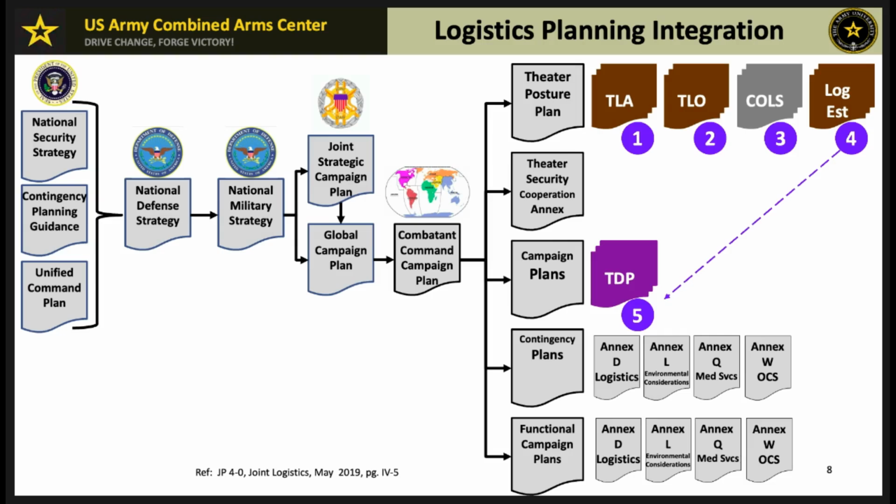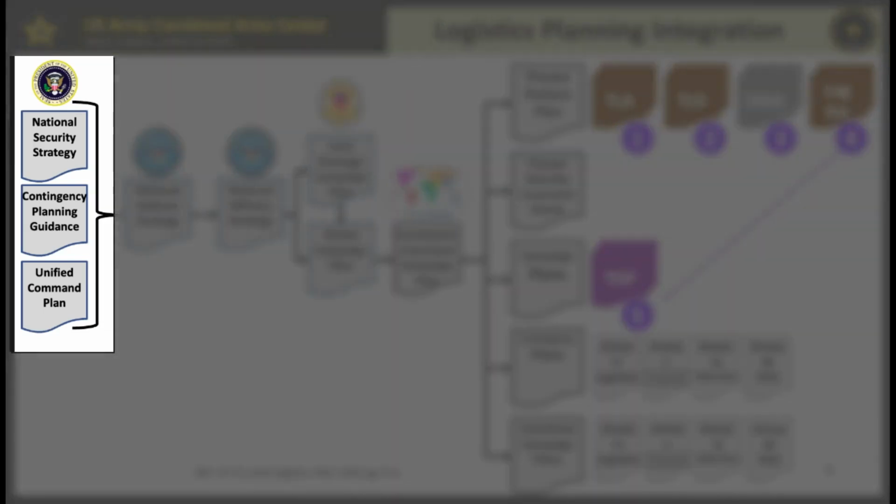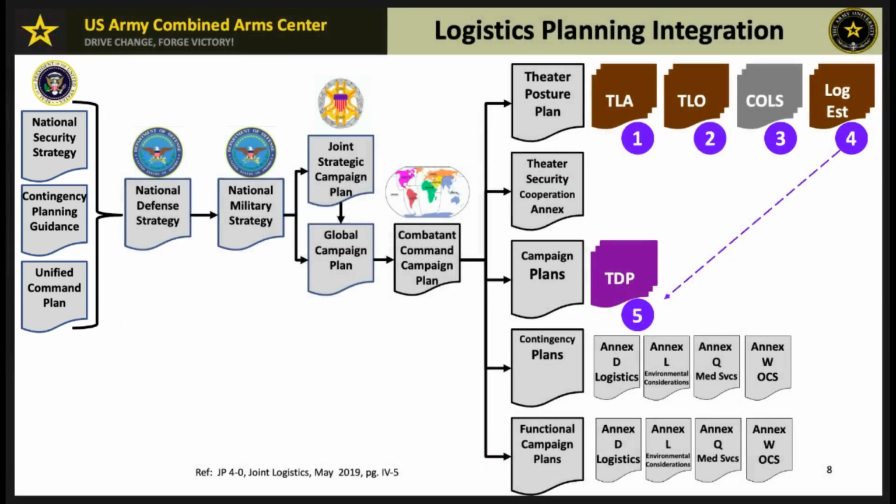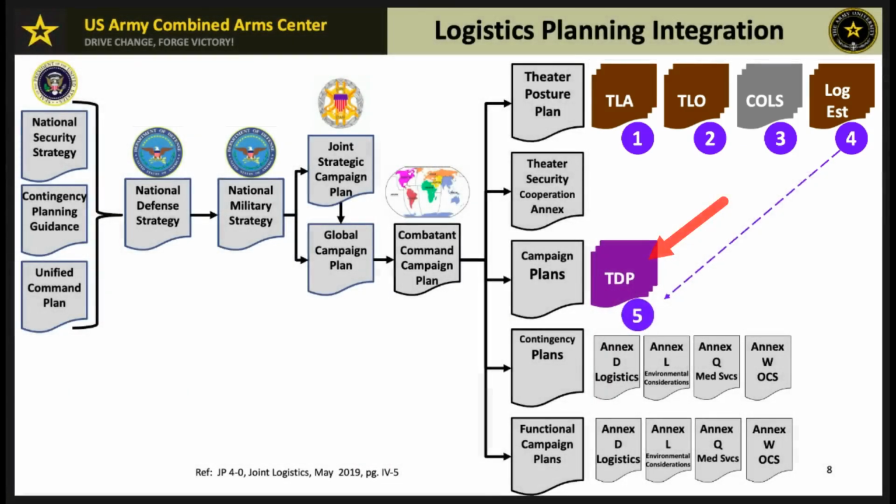This slide shows how logistics planning integrates with national strategy and the combatant commander's campaign plan. Joint logistics products, the TLA, TLO, COLS, and Logistics Estimate, inform the theater distribution plan. The J4 captures essential requirements to ensure responsive and adequate support, all aligned with overarching national strategies and campaign plans.